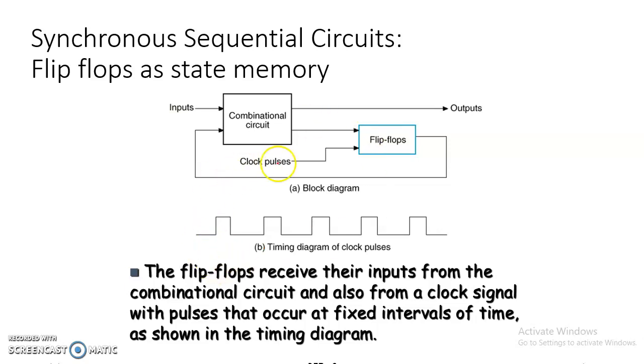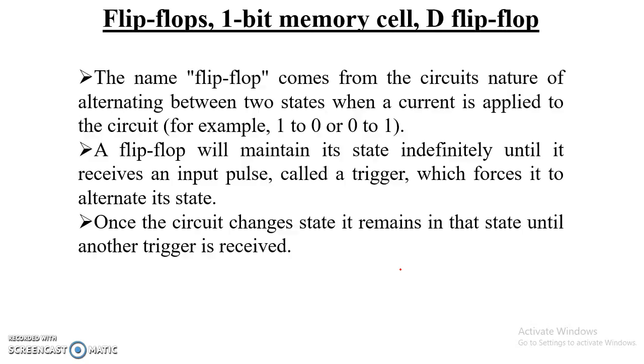Now, as I already explained, this is a synchronous sequential circuit in which a clock pulse is there. This flip-flop has two inputs: one is the clock pulse, another is coming from the combinational circuit. So it depends on the timing diagram or clock pulses. Now what is a flip-flop? A flip-flop is a device which can store one bit of information, so it can maintain its state in terms of input pulses.